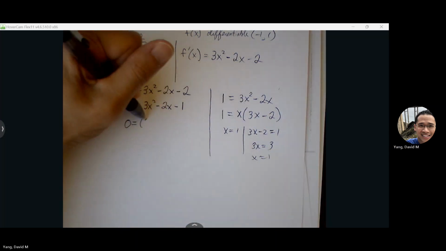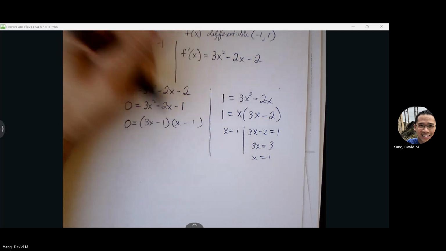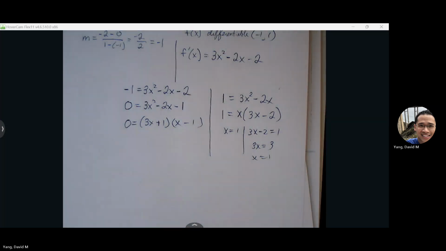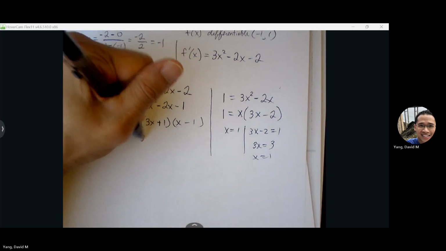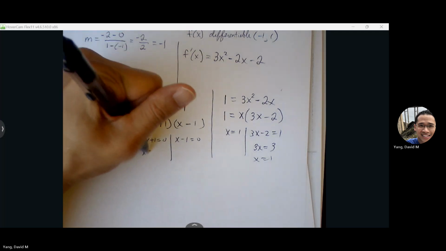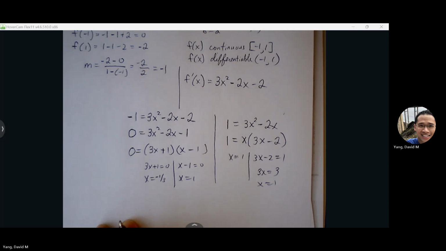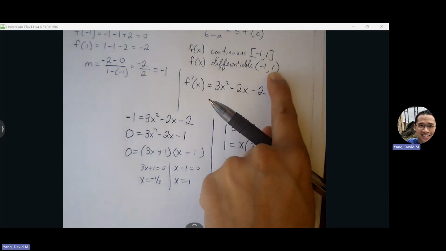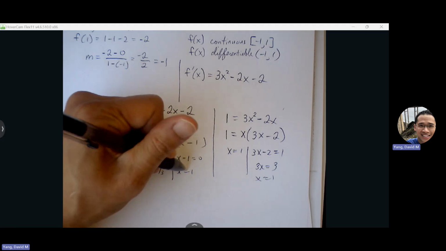Okay. Now we can solve for x. Again, our c values have to live between the interval. So 1 is not close enough. It's on the endpoint, it has to be between. So only -1/3 is going to keep. The 1 is out.